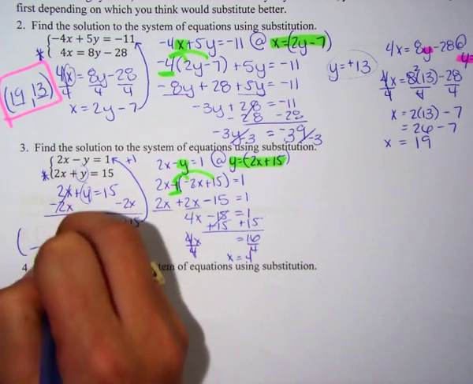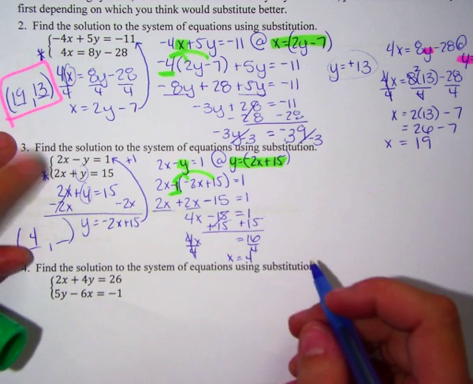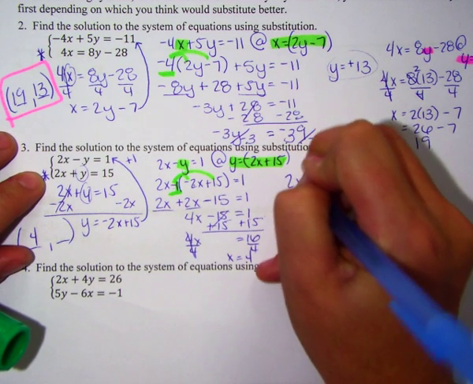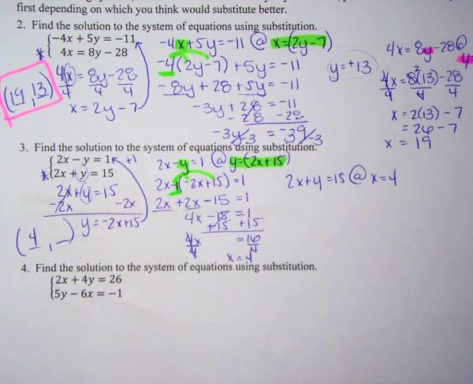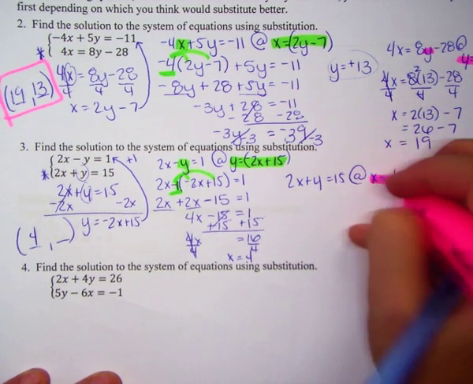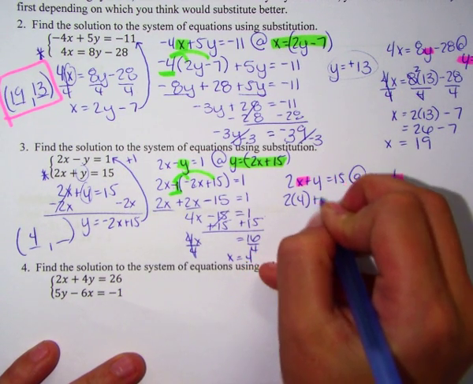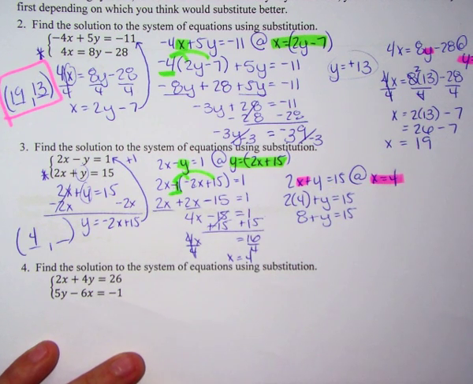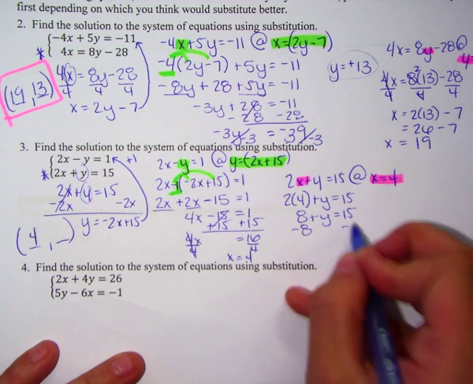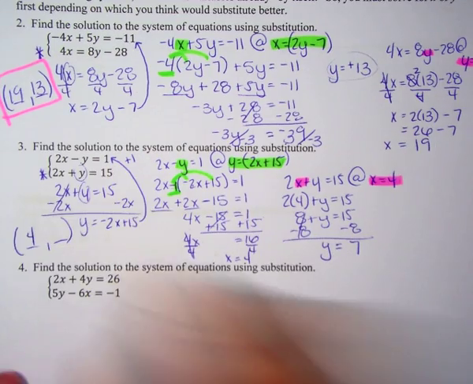Come back to the beginning. X is 4. Now I'm going to substitute x equals 4 into either equation. I'm going to choose the second equation, but it doesn't matter which one. Everywhere that I see an x, I'm going to substitute 4. 2 times 4 plus y equals 15. Subtract 8 on both sides. Y equals 7.